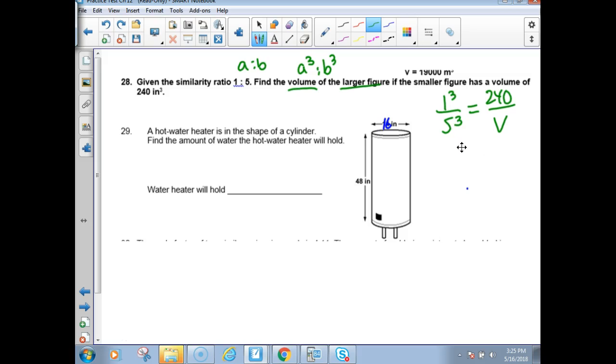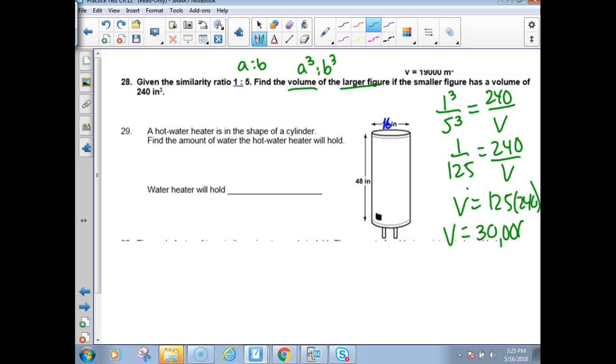Or you could evaluate these if you want, and then do the proportion. But 1V is going to be 125 times 240, or 5 cubed times 240. I do not know what that is off the top of my head. 30,000 even? Like that? That's the number you guys got? All right, and that'll be in cubic inches.